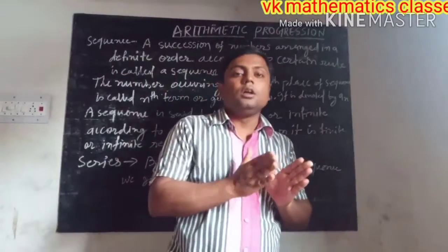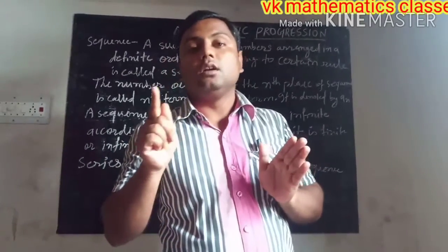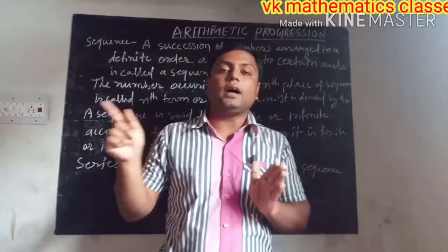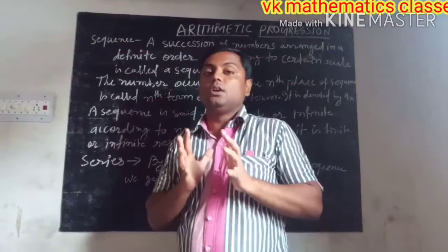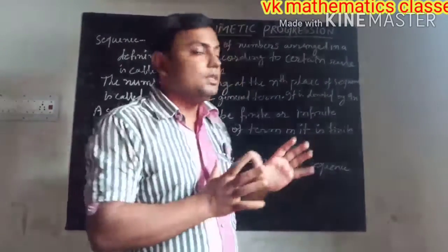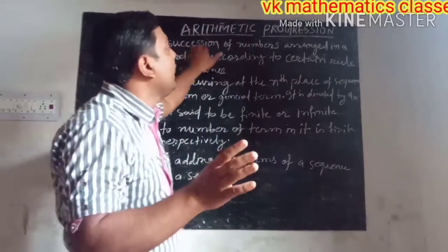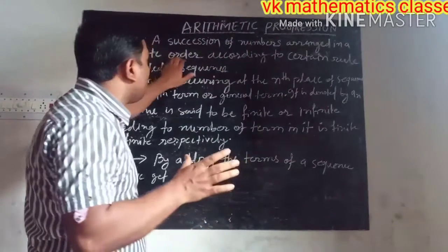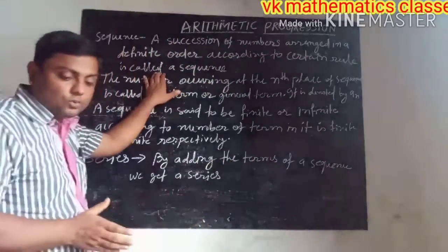This is the rule. And the other sequence is 2, 2 square, 3 square, 4 square, 5 square, and so on. This is also a sequence because all these elements obey a definite rule, that is, a square. So we discussed what a sequence is: a succession of numbers arranged in definite order according to a certain rule is called a sequence.